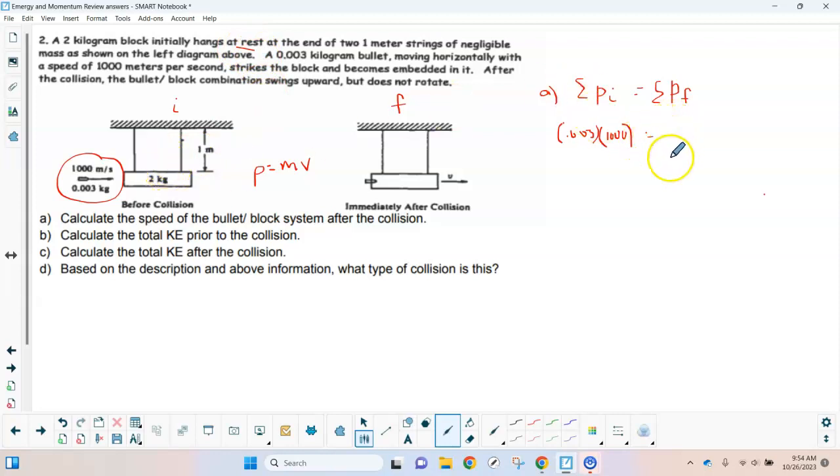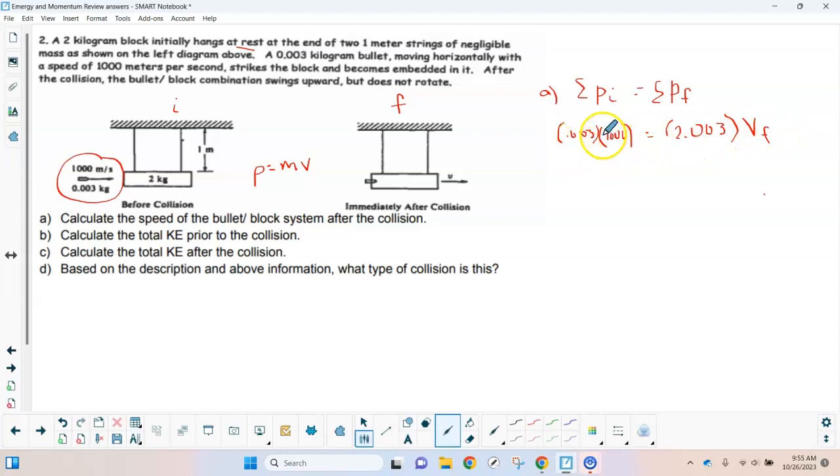Afterwards, they're stuck together, so the bullet and the block are together, so I'm going to add them together. So it's going to be 2 plus this 0.003, so that'll be 2.003. Sorry, my handwriting using the mouse is not so good. And we're looking for this final velocity that it ends up with.